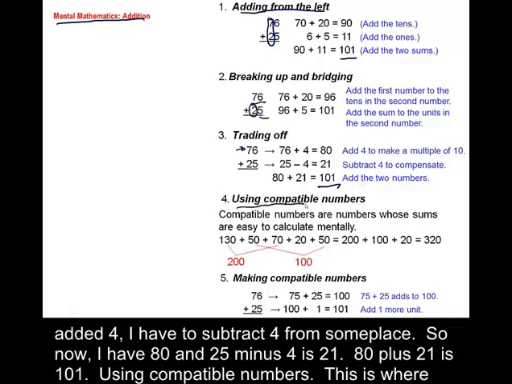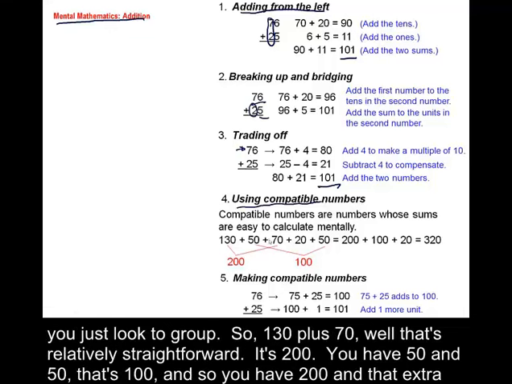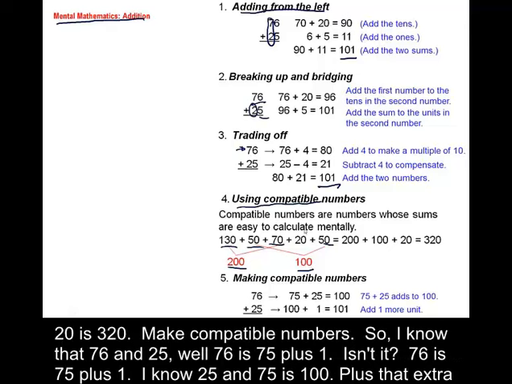Using compatible numbers, this is where you just look to group. So 130 plus 70, well, that's relatively straightforward. It's 200. You have 50 and 50, that's 100. And so you have 200, and that extra 20 is 320.